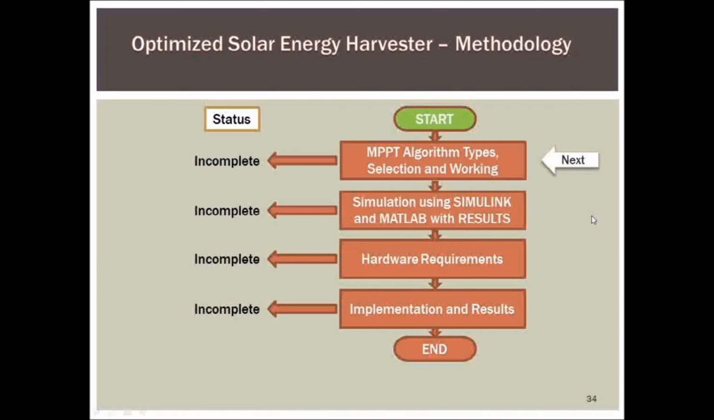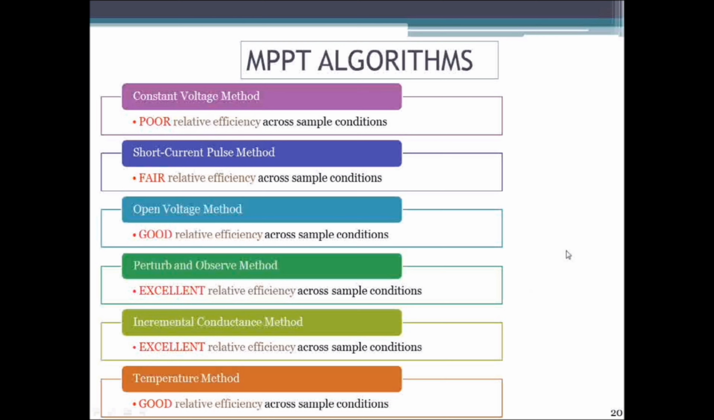Now we will see the MPPT algorithm types. These are the various MPPT algorithms available: constant voltage method, constant current pulse method, open voltage method, PNO algorithm, incremental conductance algorithm, and temperature method. From all these methods available, the perturb and observe method and the incremental conductance method have excellent relative efficiency compared to other methods. So we are selecting these two among all these algorithms.